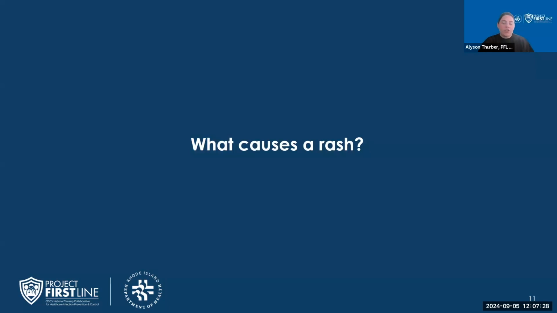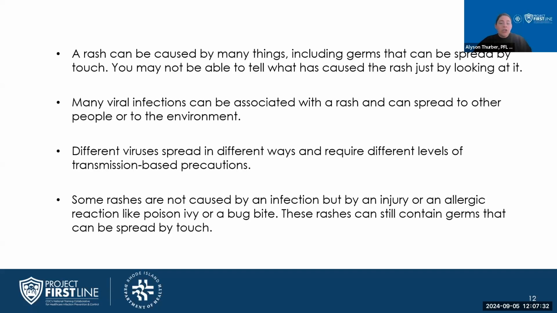And what causes a rash? Rash can be caused by many things, including germs that can be spread by touch. You may also not be able to tell what has caused the rash just by looking at it. Many viral infections can be associated with a rash and can spread to other people or to the environment. Some viruses, such as chickenpox or measles we've been hearing of lately, can travel long distances in the air and can easily infect people who are not immune to them. These viruses can spread when the infected person breathes or if the rash is disturbed, such as by scratching or rubbing the area, which can then send the infected fluid or debris into the air.